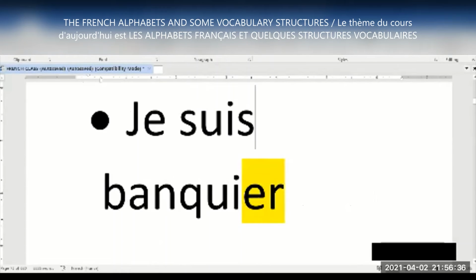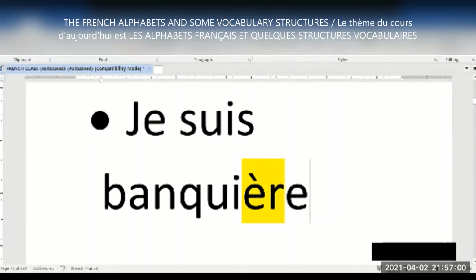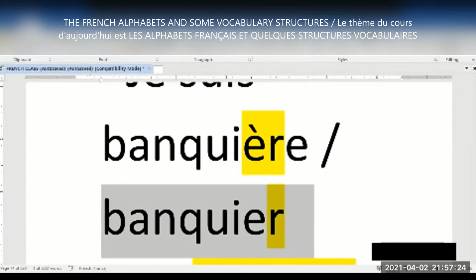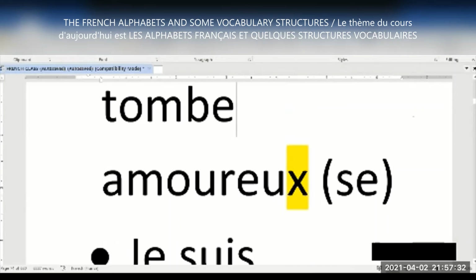Je suis banquier, I am a banker. But if you were to be a female banker, it becomes je suis banquière, which is what I was explaining to you then. Je suis banquière, female banker. Do you understand? This is it. Banquier. Je suis banquier. It's masculine, it remains this way. Je suis banquier. For female is je suis banquière.